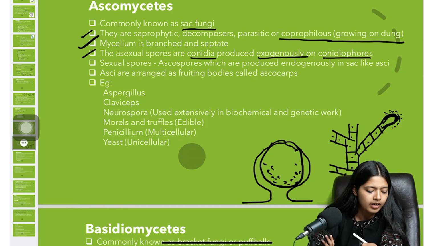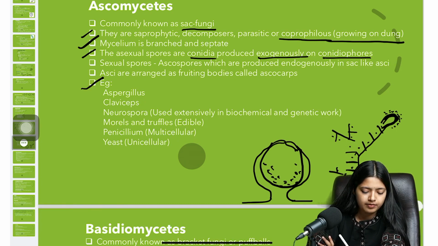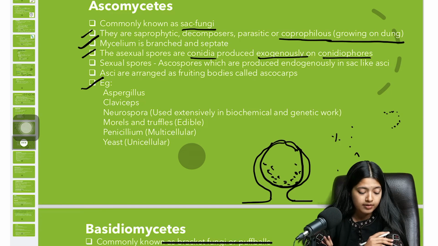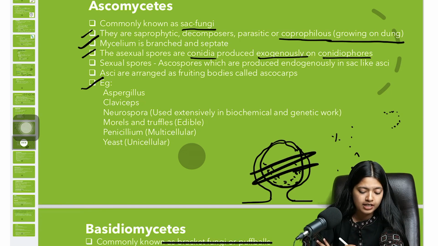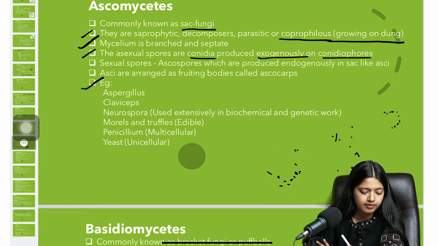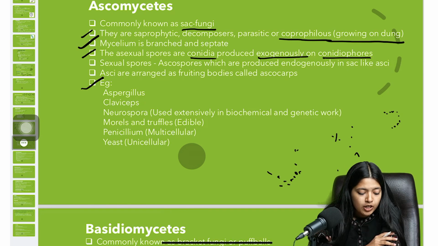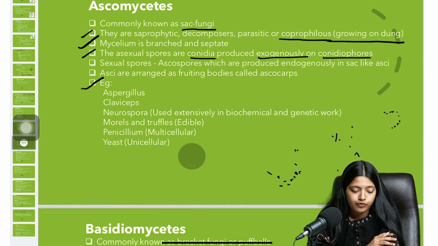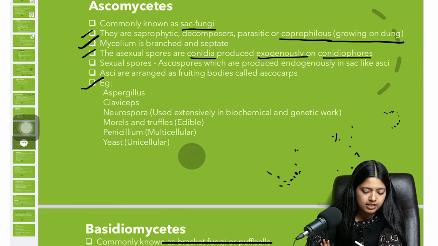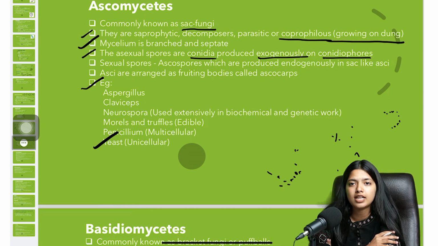Okay. Now, examples. Examples are Aspergillus, Claviceps, Neurospora, Morels and Truffles, Penicillium and yeast. Yeast is a unicellular member. Remember that the unicellular member is yeast. Once again, Aspergillus, Claviceps and Neurospora.